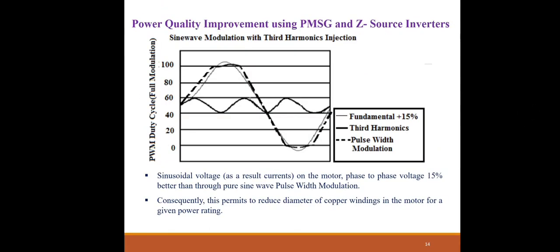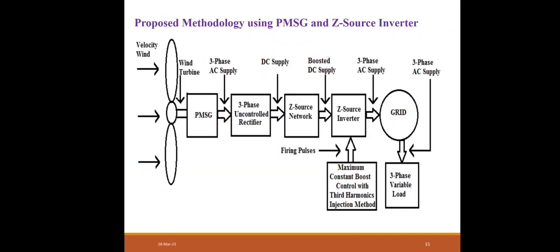Power quality improvement using permanent magnet synchronous generator and Z-source inverter. The basic methodology using PMSG and Z-source inverter: in the block diagram we have discussed, the power supply is rectified into DC supply, the DC supply is boosted, and it is converted into AC supply, and we can use that power.